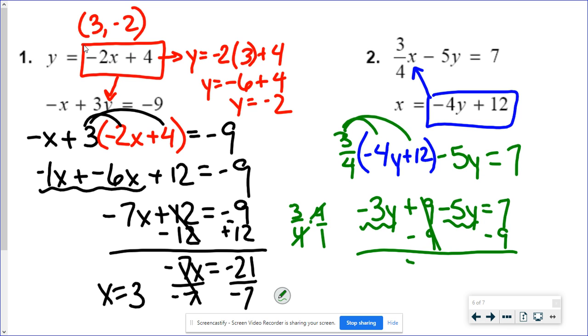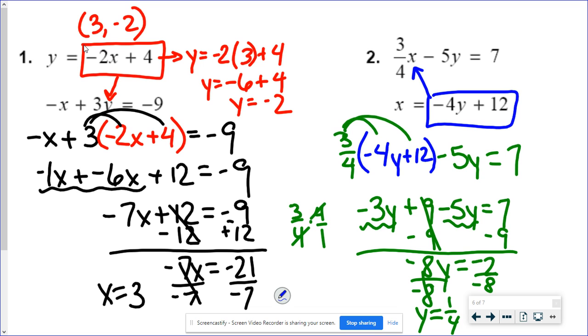So I'll have negative 8y equals negative 2. Dividing by negative 8, I know that some people see this and they start to freak out and think they did something wrong. But a negative over a negative will be positive. 2 over 8 is going to be 1/4. That's what the y is equal to.